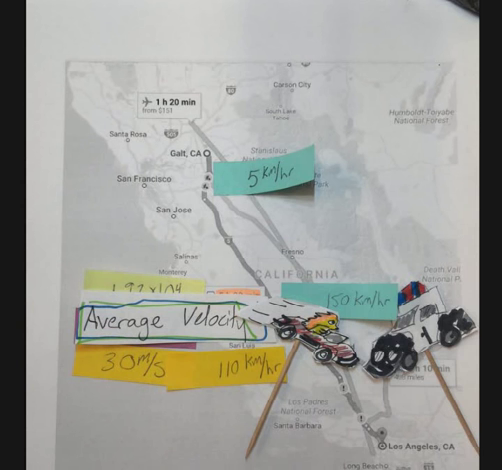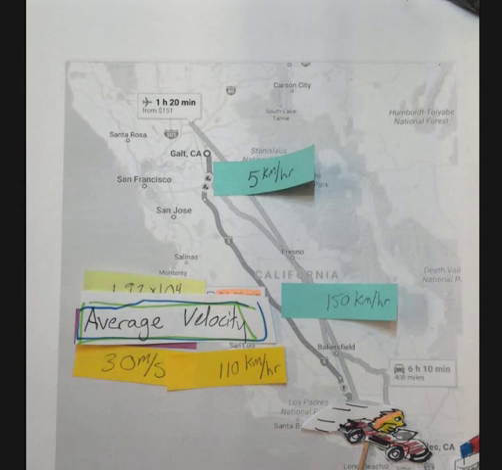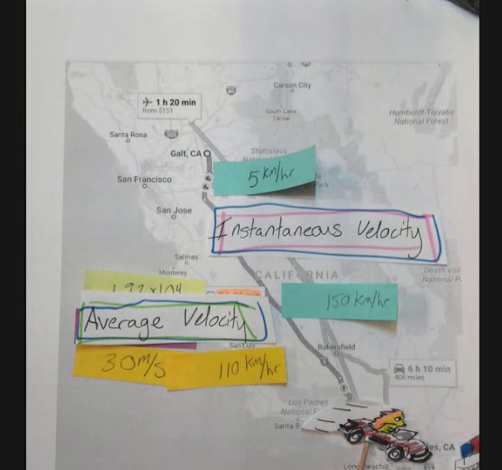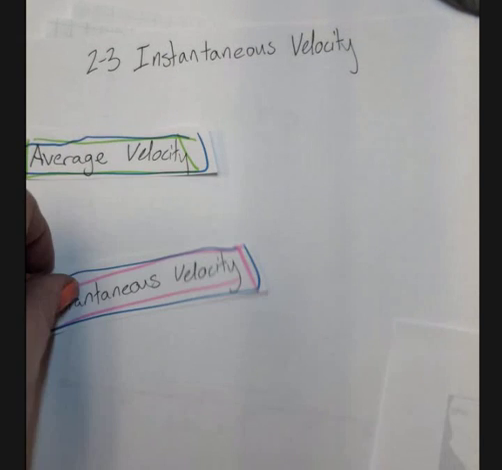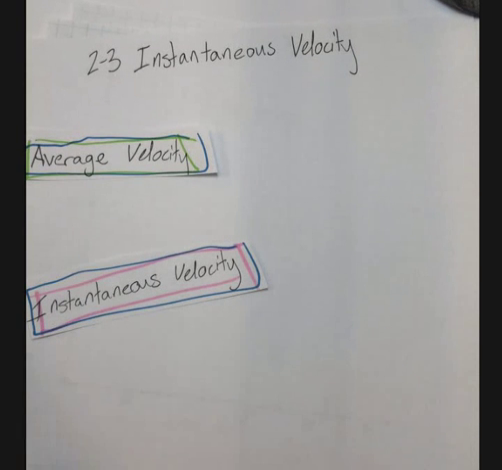So these values over here are how fast he was going in an instant. So we call these values over here instantaneous velocity. So we do have these two completely different vocabulary terms now. Average velocity, which we know from before, and instantaneous velocity, which is our newest consideration. So let's go ahead and give these definitions.